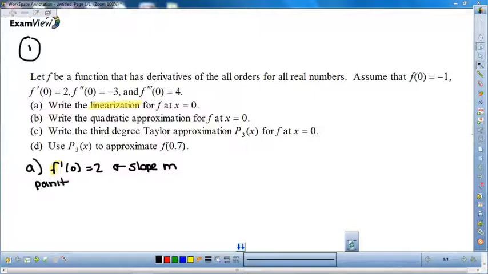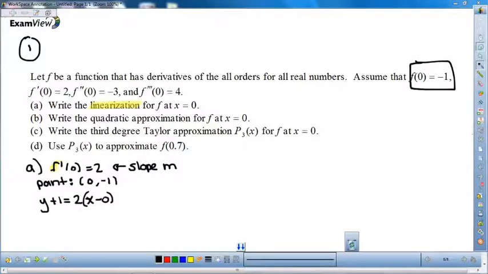And we're also given that f of 0 equals -1. So that means when x is 0, y is -1. So writing it in point slope form, I get y plus 1 equals 2 times (x minus 1). Solving for y, and I get my linearization.